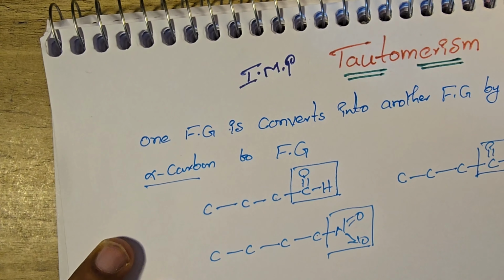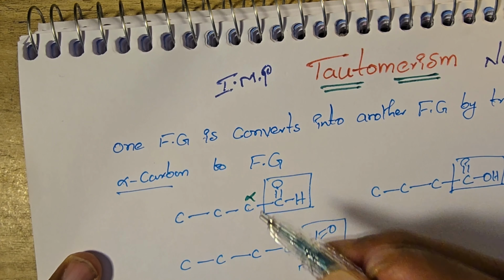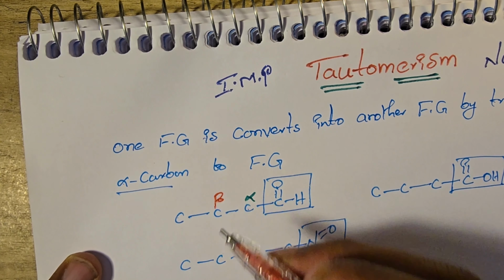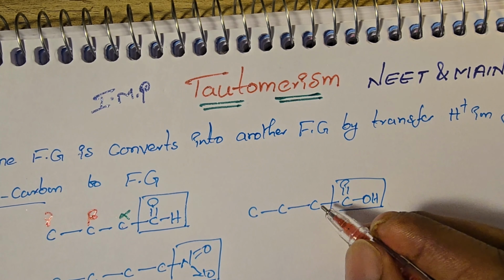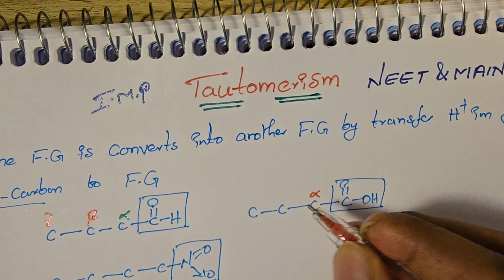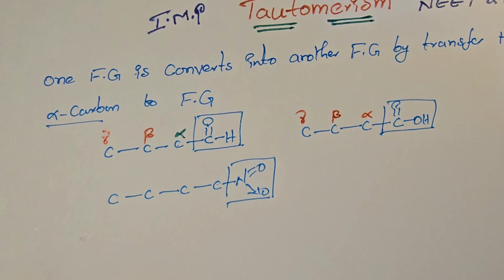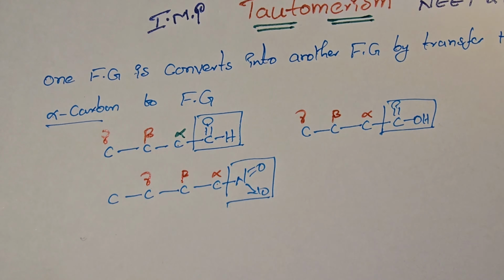So the functional group's adjacent carbon is the alpha carbon. The next carbon is the beta carbon. The next carbon is the gamma carbon. This is alpha carbon, beta carbon, gamma carbon.